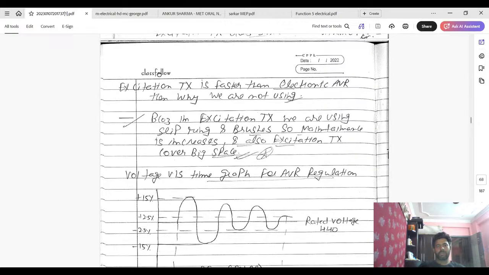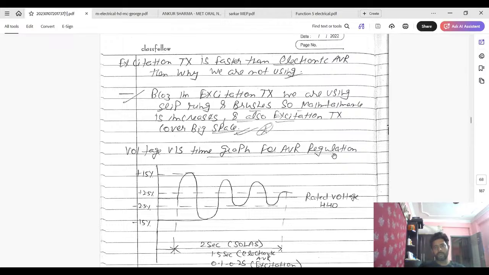Now the question arises: the excitation transformer is faster than the electronic AVR, then why are we not using it?